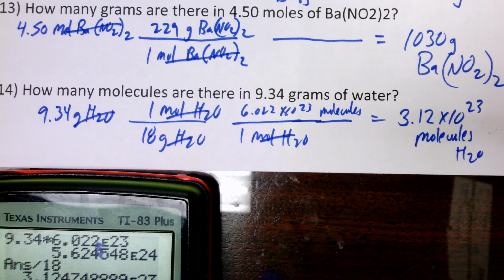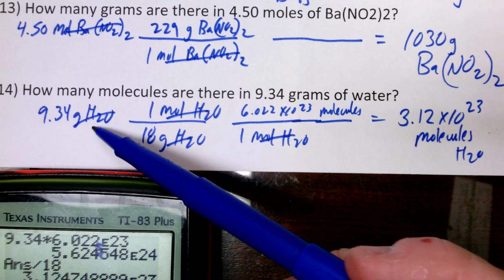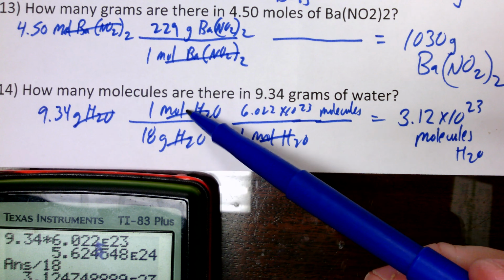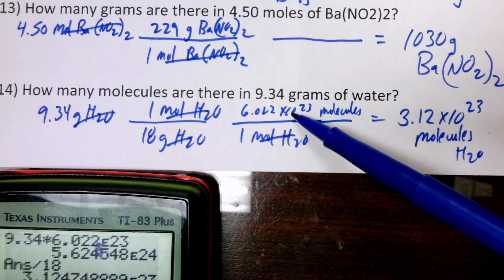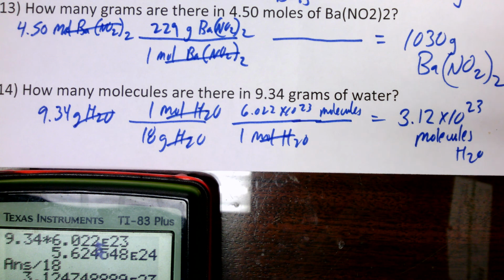And finally, here's the setup for our last one, where we have grams of water, and there's 18 grams in 1 mole. And in every 1 mole, there's that many molecules. That would tell us how many molecules there are in water.